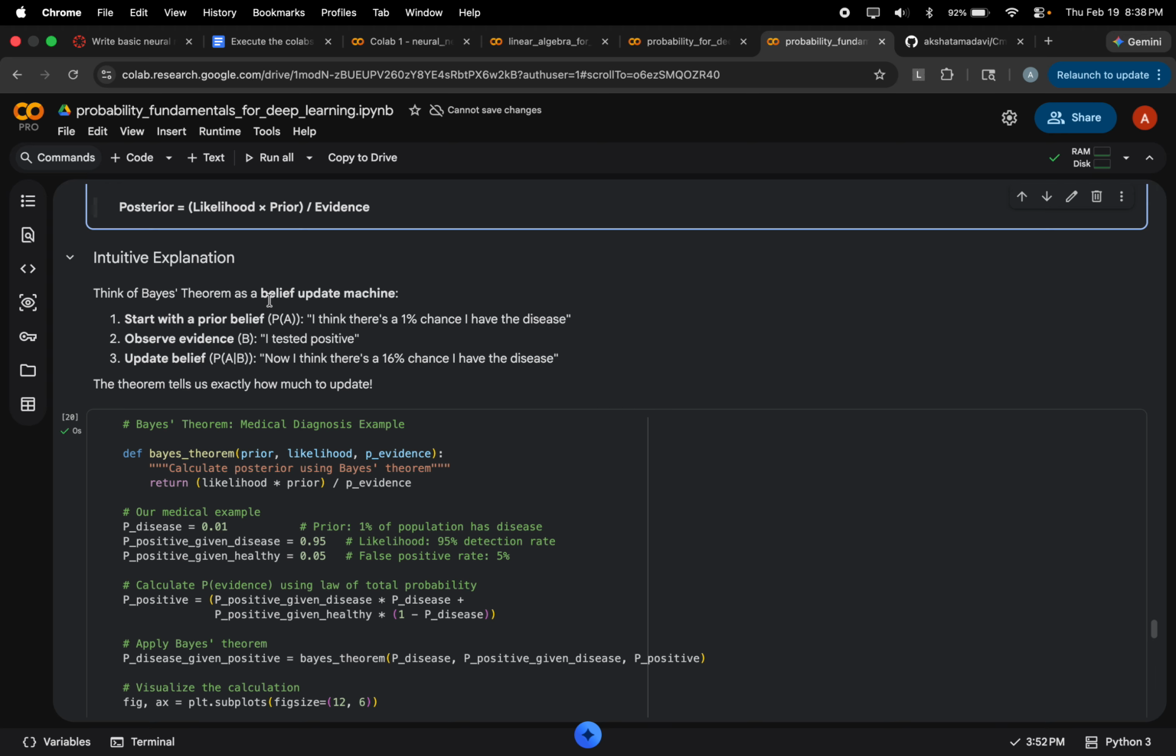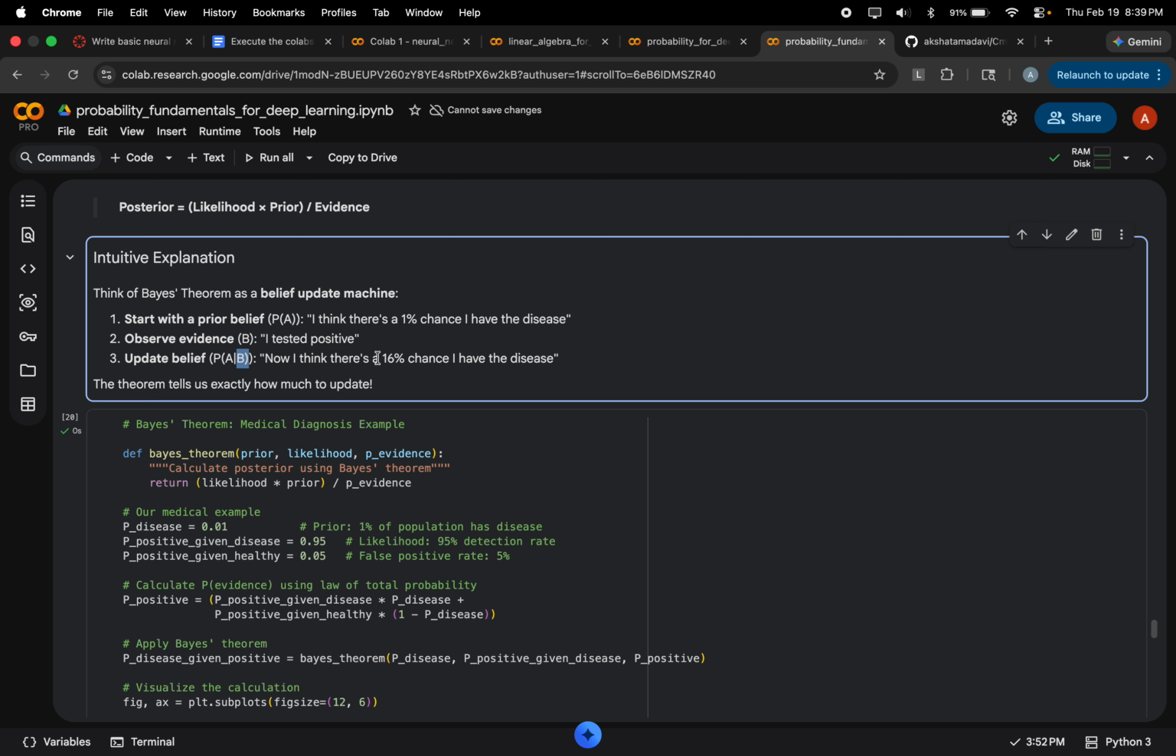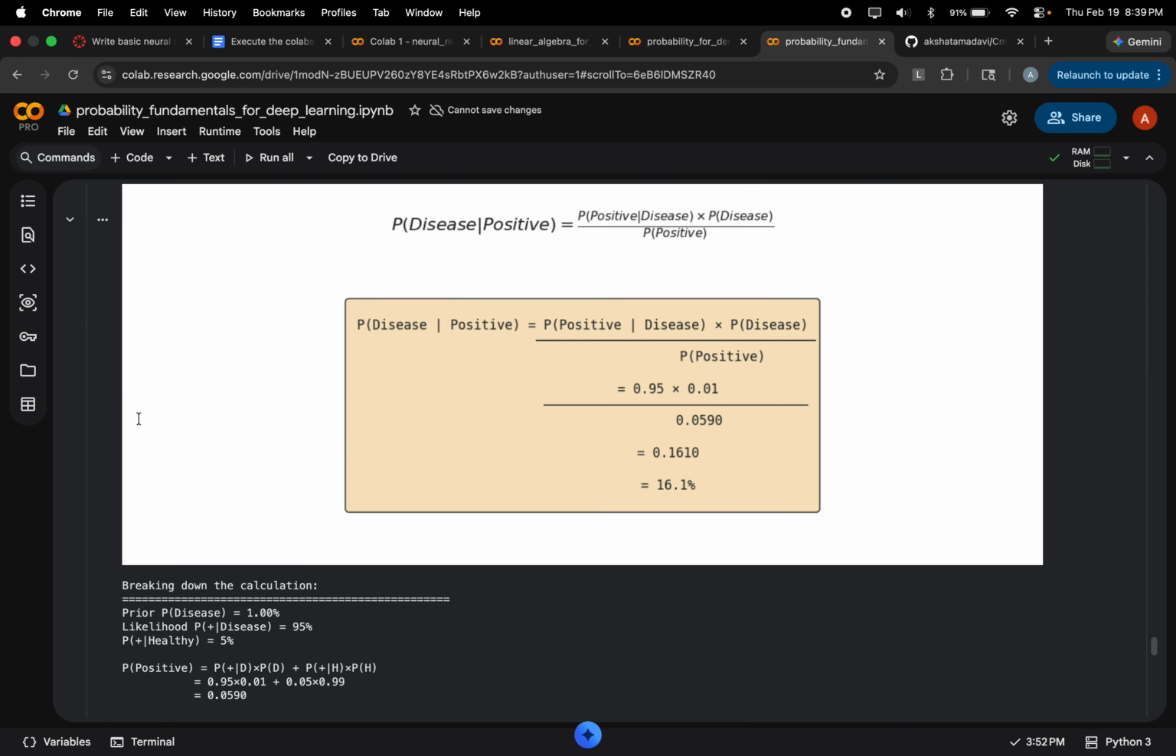Think of Bayes' theorem as a belief update machine. Start with a prior belief: I think there's a 1% chance that I have the disease. Now observe evidence: I tested positive. So this is the probability of B. Now update your belief based on B having happened. So now I think there is 16%. Earlier it was 1%, but now that I have tested positive, my belief has increased. This theorem exactly tells you how to update your belief.